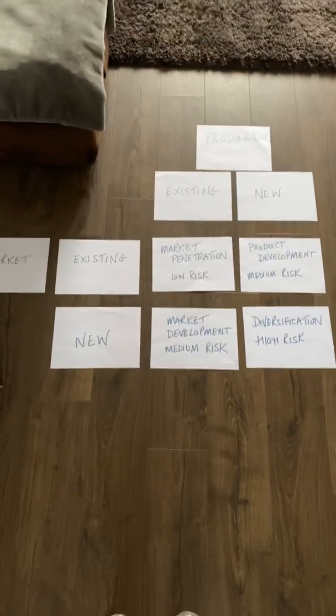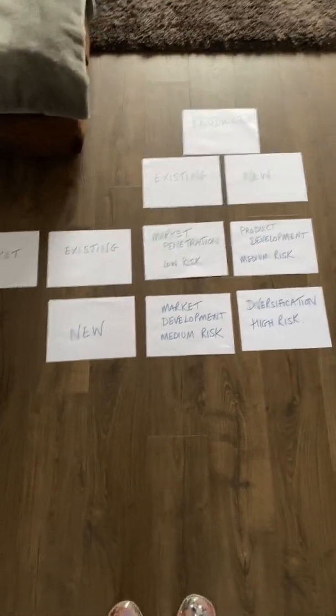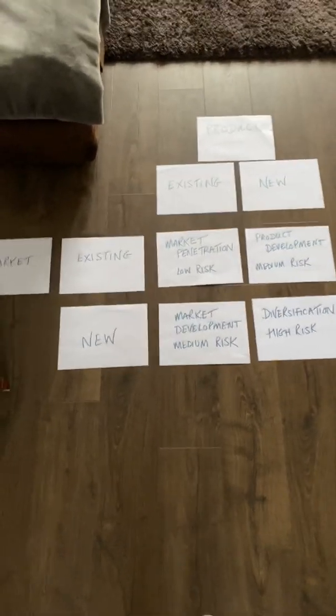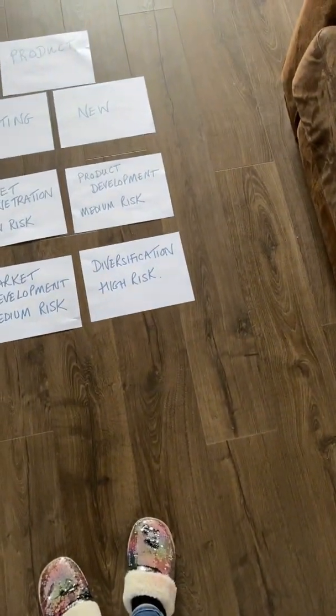So I think that's the basis of the matrix. But what we need to do to fully understand it is add in some examples. I'm going to do this in two different ways. First of all, I'm going to give you some companies that do these kinds of strategies, and then we can have a look at how one company might use this to look at possible strategies.